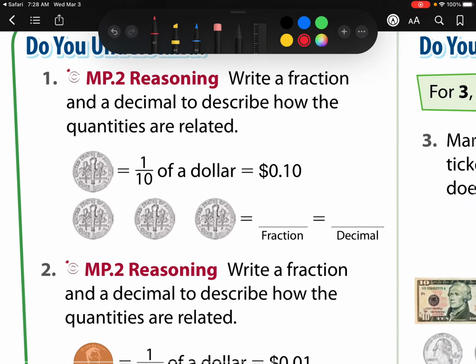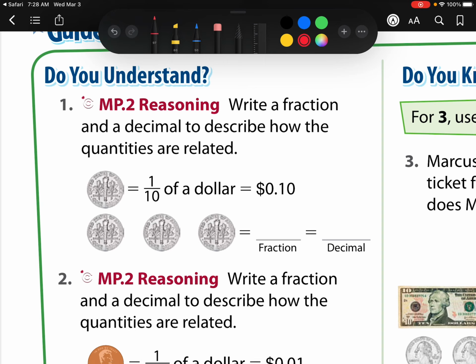So let's begin with number 1. Write a fraction and decimal to describe how the quantities are related. So here we see a dime, and a dime is 1/10 of a dollar, which is equal to 0.10. Remember, since it's money, we don't just put 0.1. Since it's a dime, we have to put that 0 after it. So let's begin. We have 1, 2, 3. So that's 3 dimes, which is 3/10 of a dollar. And then that would be $0.30 or 3/10 or 30 cents. And we do want to put that dollar sign since we're using a decimal with money.